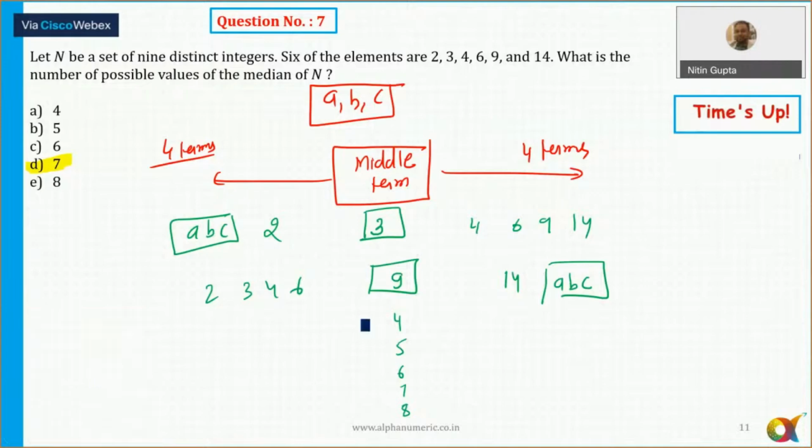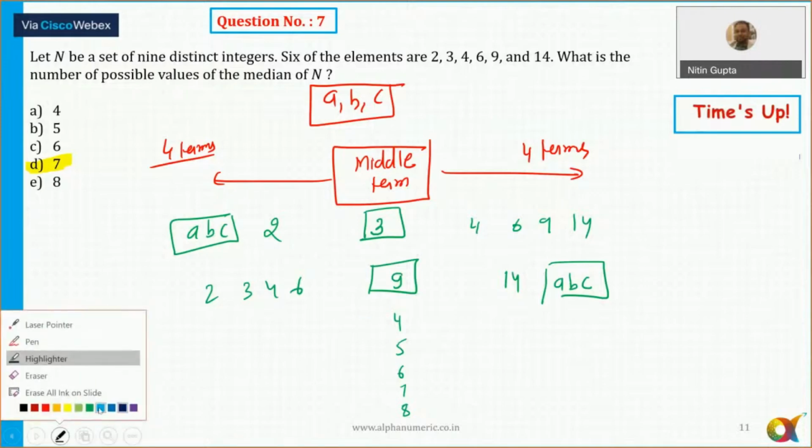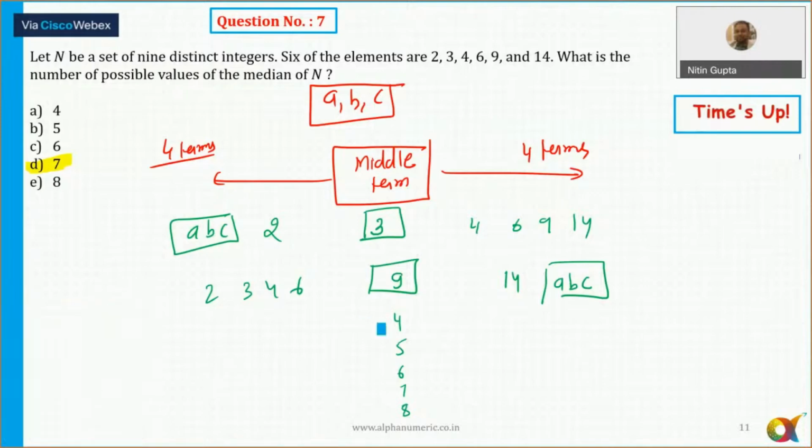Just wait. If 4 is the term which is in the middle, we can find out the remaining integers also. So before 4, there are 2 and 3. And after that, there are 6, 9, and 14. And there are distinct integers, so you can select one integer, something else. And here, before 4, I can select 2 of the integers which are less than 4. Yes or no? Which are different.